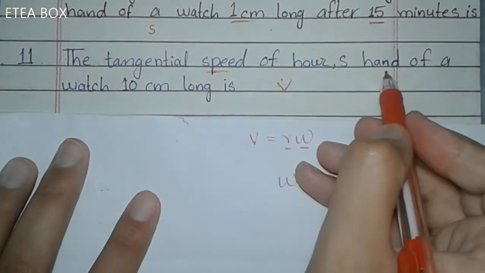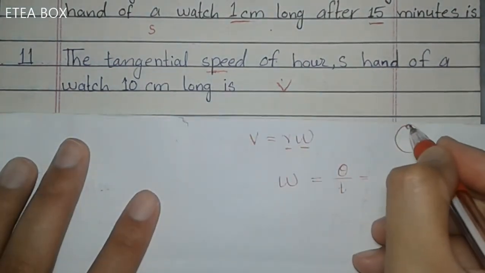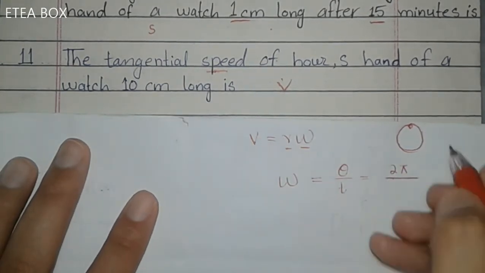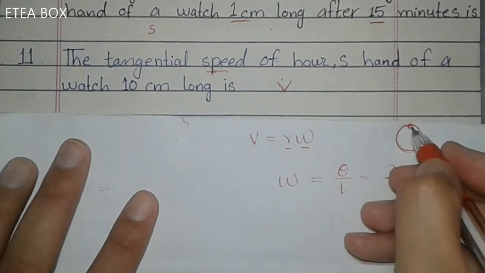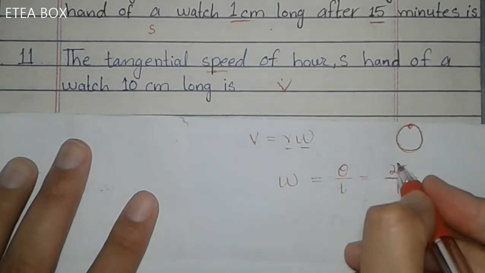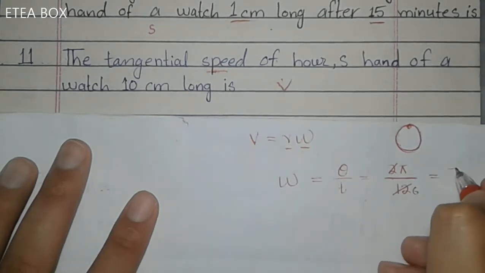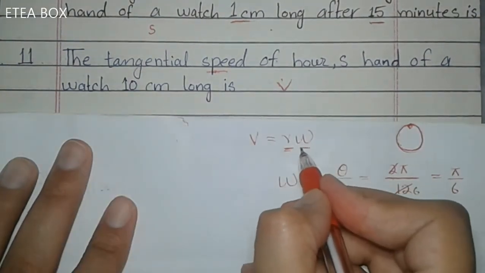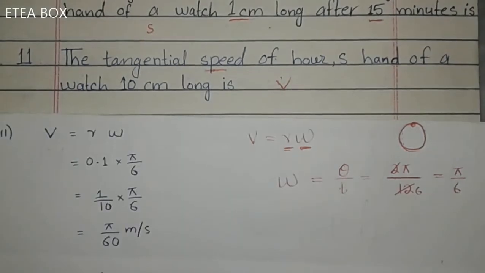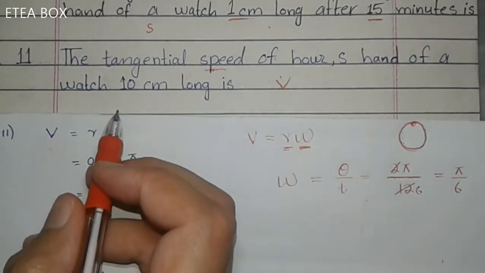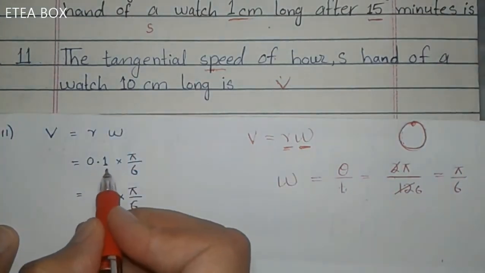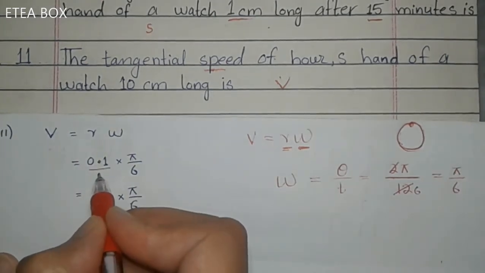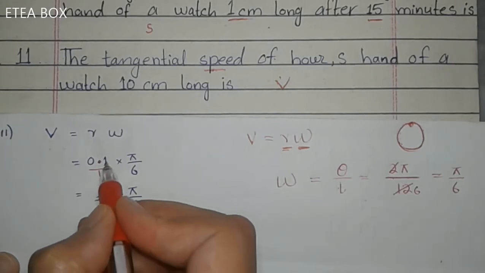And we know that when the hour hand completes one round, it will cover 2 pi radian, divided by how much time? It takes 12 hours to complete one round. So 2 ones are 2 and 2 sixes are 12, so the answer will be pi by 6. Now 10 centimeter is given as the radius and the angular speed is pi by 6. Now find the answer. V is equal to R omega. When we convert 10 centimeter into meter, we get 0.1 meter, multiplied by pi by 6. So I can write this 0.1 as 1 over 10.